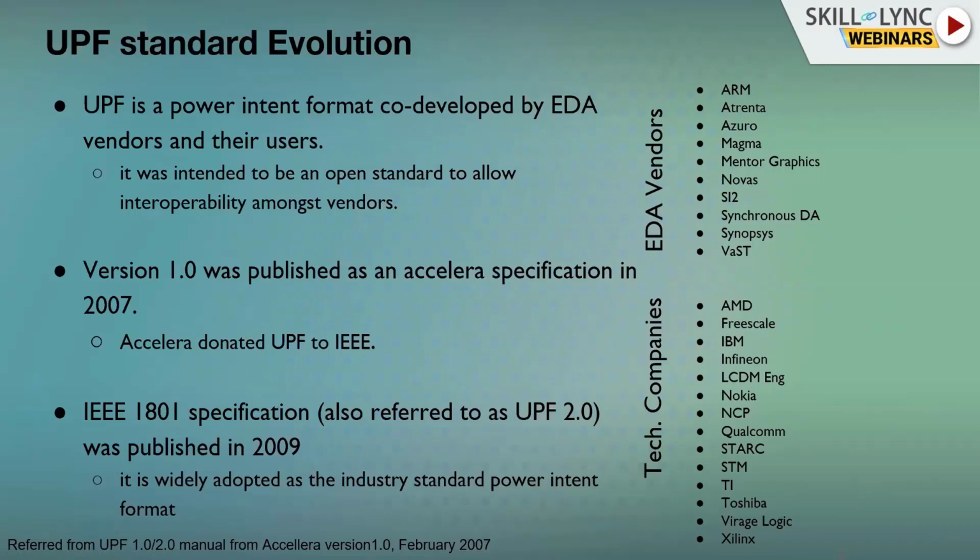In 1.0, the main thing is they created all the basic features, but we needed to do duplicate effort, like writing the same commands for multiple implementations. That kind of duplicate effort is what is reduced in 2.0, and most of the companies have converged or moved to 2.0 widely. And these are some of the tech companies which are also contributing to this UPF standard, along with the EDA vendors.